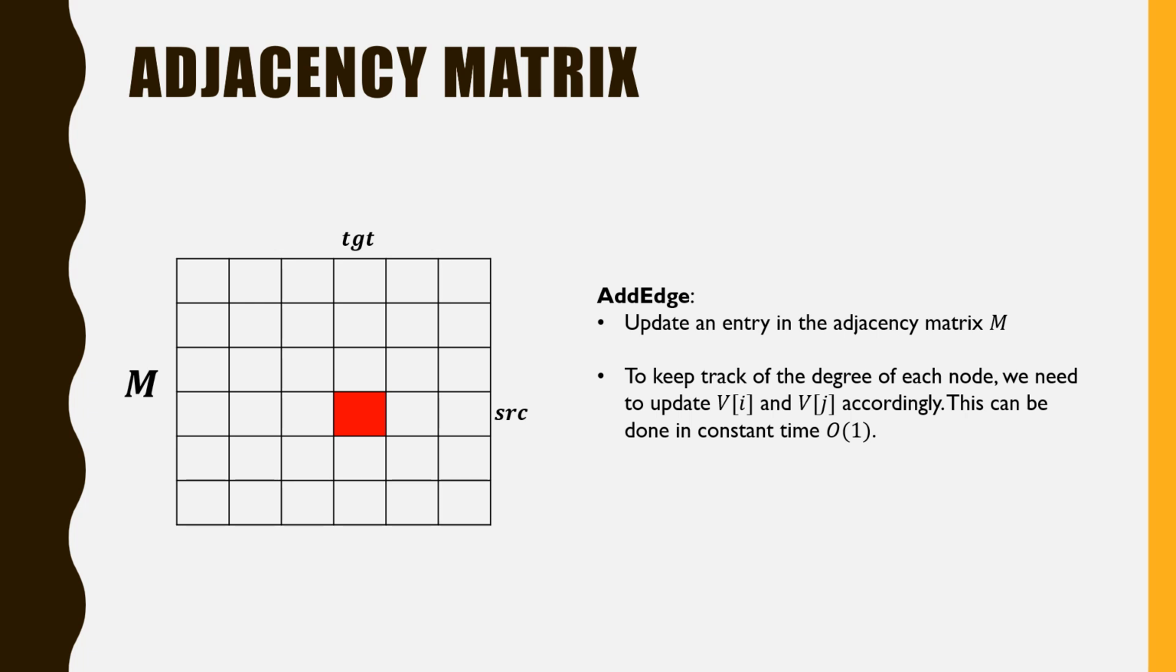In some cases, it is necessary to keep track of the degrees for each node. If degree tracking is required, we must update the out degree of the source node and the in degree of the target node accordingly.